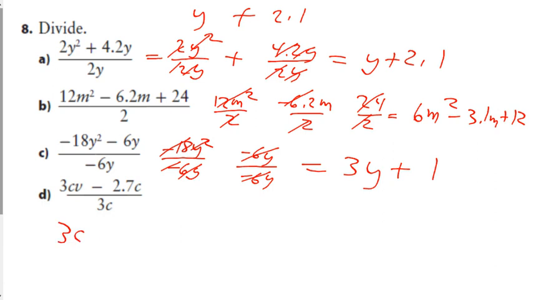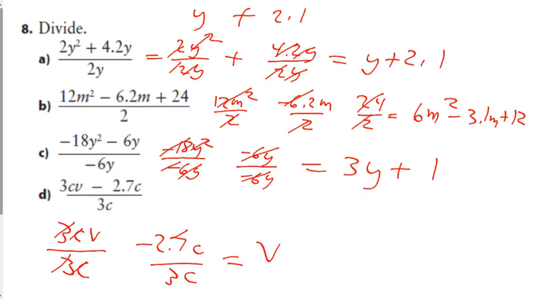And finally, our last one will be this, and it will be this. This will be 1. That'll cancel each other out, leaving me with just v. Negative 2.7 divided by 3 is negative 0.9. C divided by C cancels each other out. I end up with a binomial v minus 0.9.